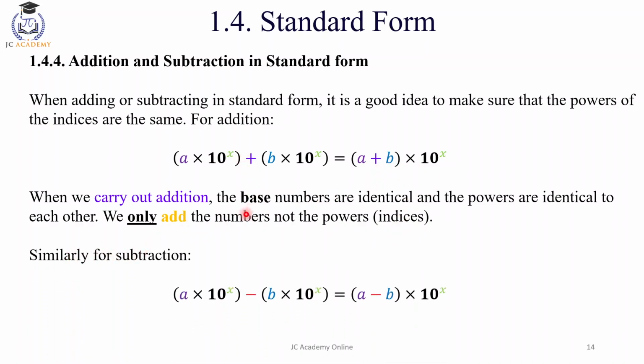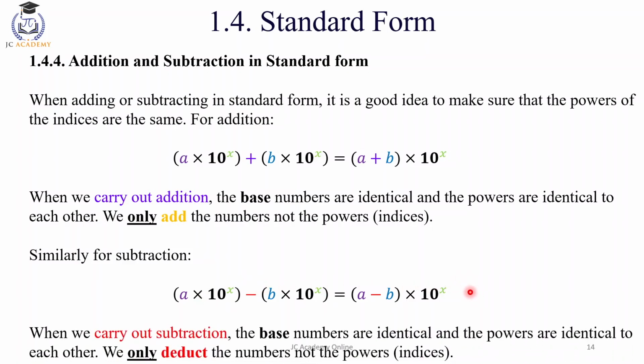Similarly for subtraction, we can subtract the numbers in the front, a and b separately, as long as the base numbers are the same. So when we carry out subtraction, we only deduct the numbers, not the powers. In this case, it's only the numbers that we're adding or deducting, not the powers.